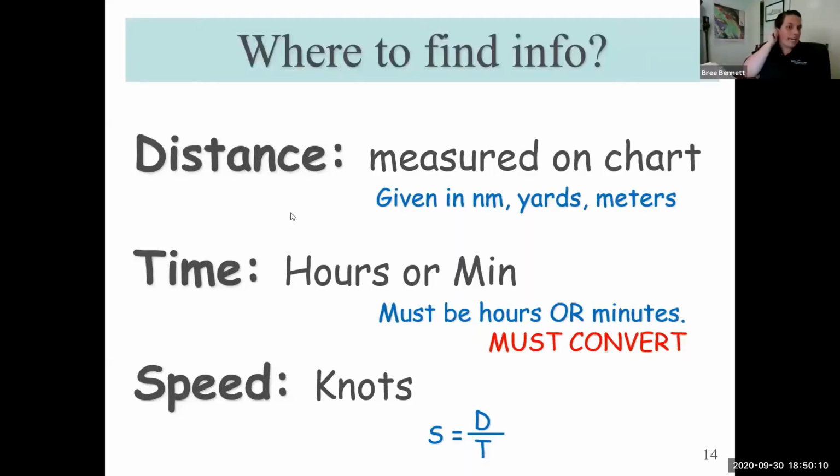So where do we find this information? For distance, most of the time it's going to be measured on the chart. So if we want to go from point A to point B, how far is that on the chart? And we've practiced measuring distances. So we draw that line, check that line to make sure there's no hazards, right? As soon as we draw a line, we've got to check it to make sure we're not running over land or any sort of hazards along the way, or crossing a channel or traffic lane or something. So we always want to check.